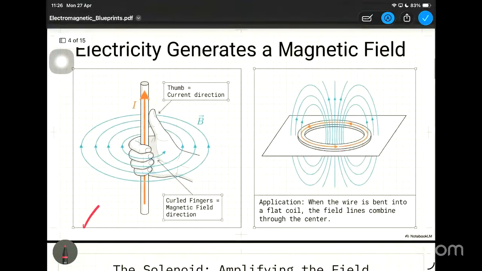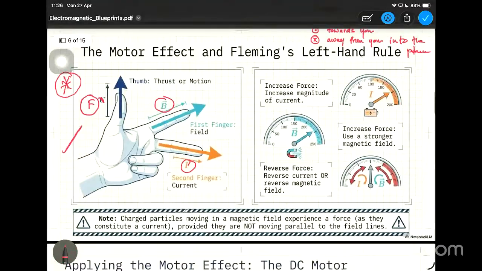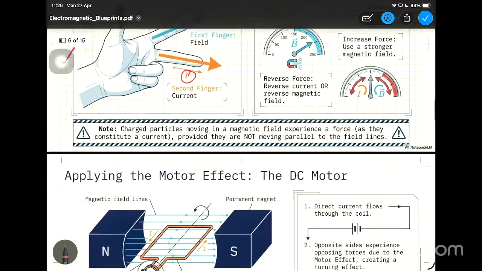So remember, we have just two rules here, the right hand screw rule and the left hand rule, right? If it is the left hand, there are three factors. Just imagine a moving thing, something like a moving wire. Then we are going to use Fleming's left hand rule, right?